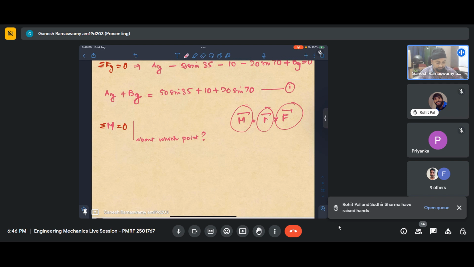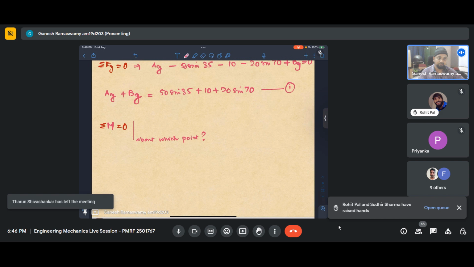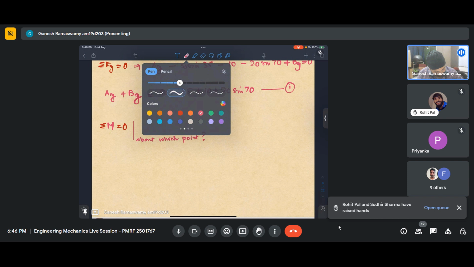But other than that, if it is a statically determinate problem, taking moment about any point, you should be able to get unique answers for your unknowns. If it is statically indeterminate problem, you will get independent equations instead of direct unknowns, for which you might need one or two more independent equations to solve. I hope that that is clear about any point. That's good.